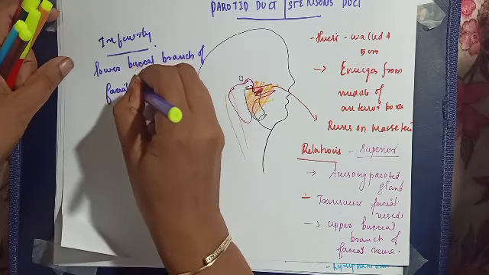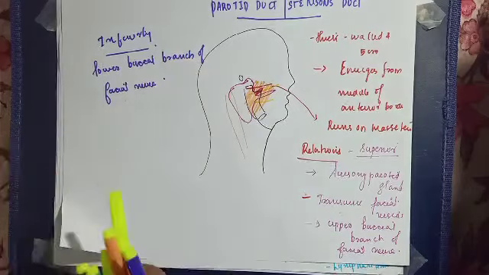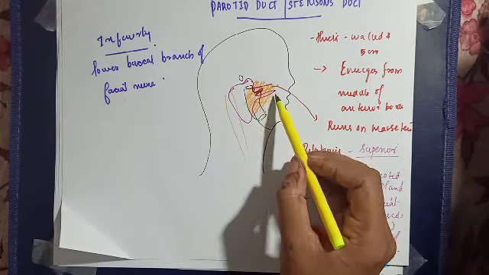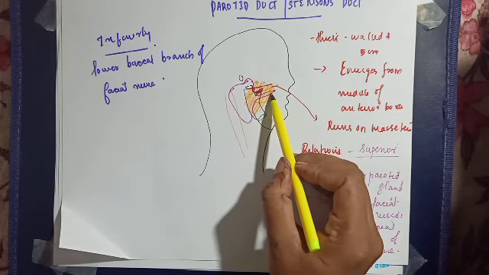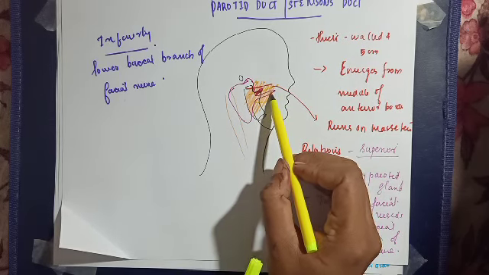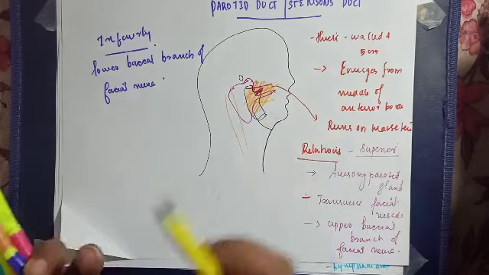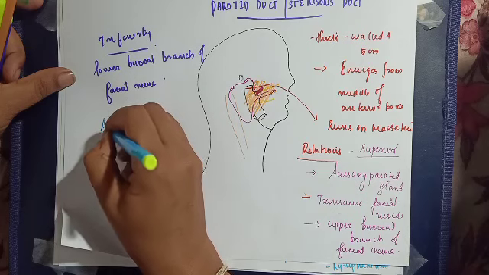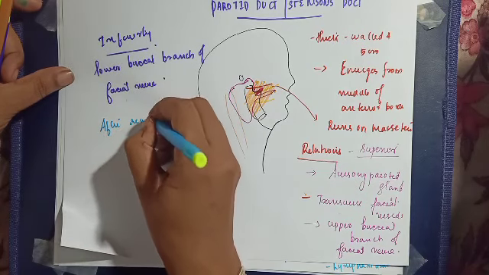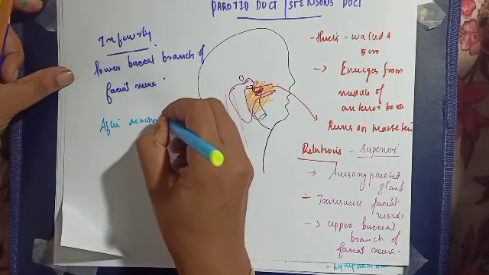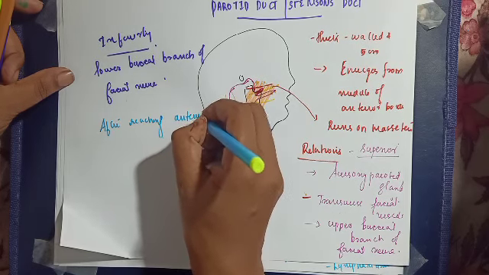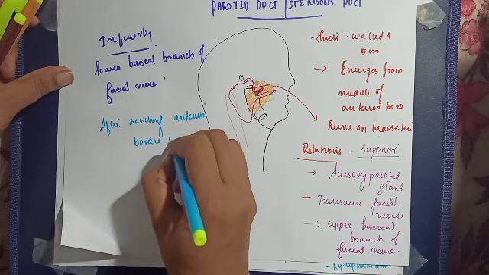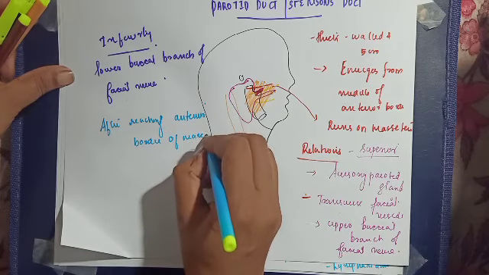Now, if you see the course of this parotid duct, it runs till the anterior border of the masseter. After that it turns medially and pierces some structures. So which are the structures? After reaching the anterior border of the masseter, it pierces some structures.